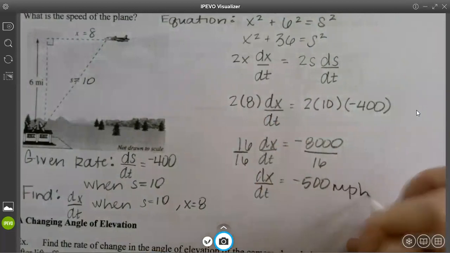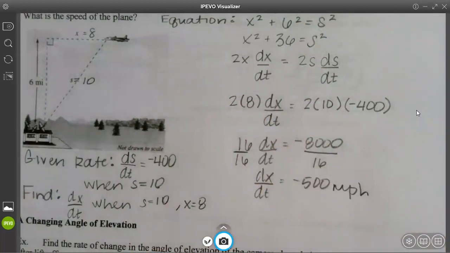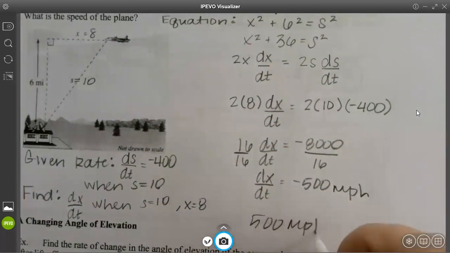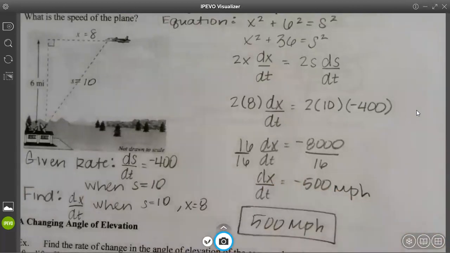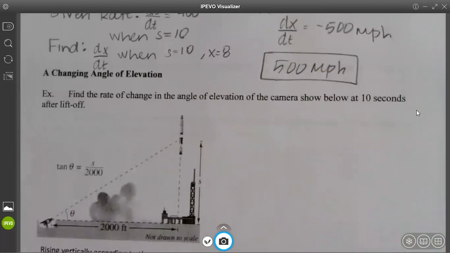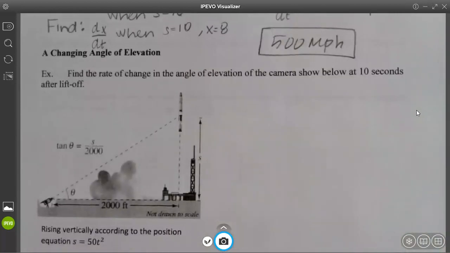Miles per hour. What is the speed of the plane? Why don't I use the negative? Right. What's the negative telling you? That you're getting closer to your distance. You're getting closer to your place. That was an easy one. Next, just kidding.